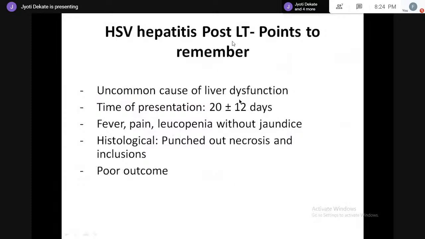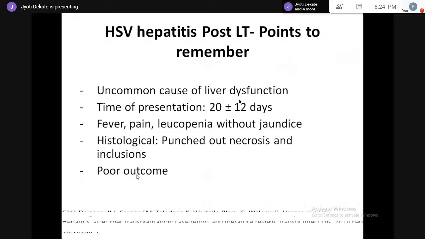In the post-transplant setting, HSV hepatitis is a very uncommon but very fatal form of liver allograft complication, happening in the early post-operative period when the levels of immunosuppressants are at peak. They are characteristically identified on histology by areas of punched out necrosis and the characteristic inclusions. And they have a very poor or fatal outcome in most cases.